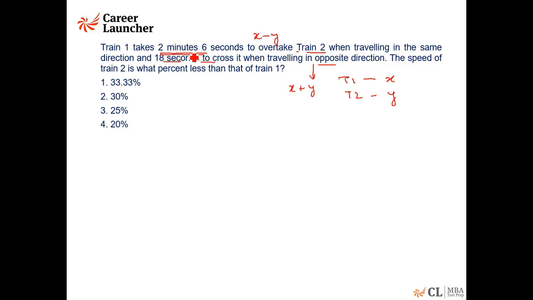Now 2 minutes 6 seconds is 126 seconds, and the other case is 18 seconds. Now we know the ratio of speed is inversely proportional to time. So the ratio of speed should be inversely proportional to the ratio of time. So what is the speed when the two trains are coming towards each other? When they are coming towards each other, the two trains have a speed of x plus y. When they are moving in the same direction, the speed is x minus y. The ratio should be equal to the inverse ratio of time, 126/18. Okay, how much is this?